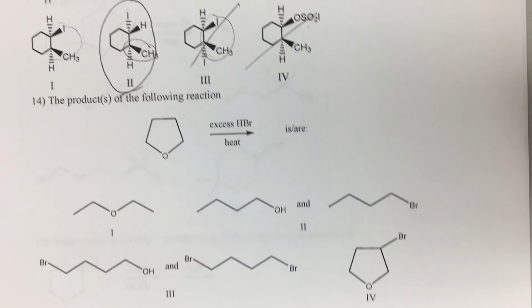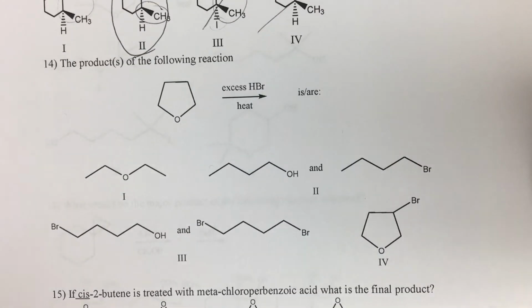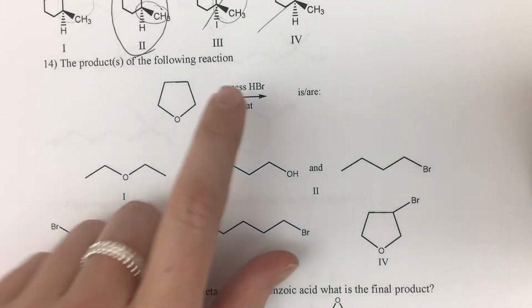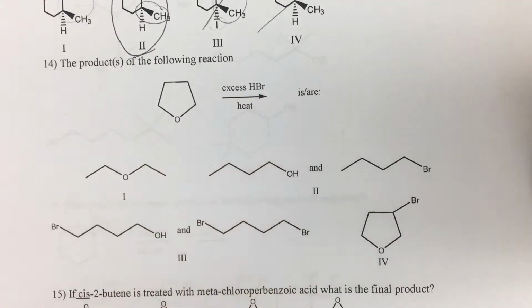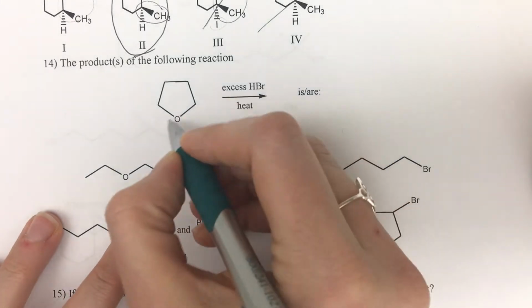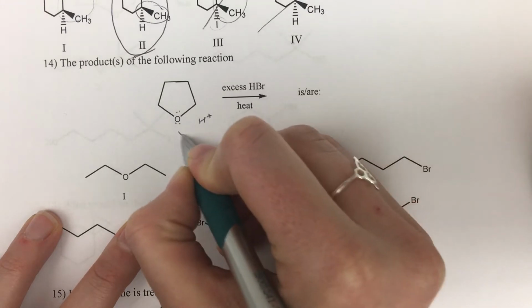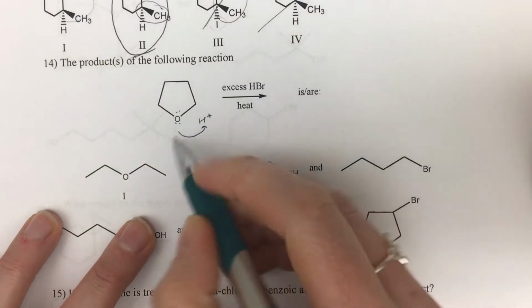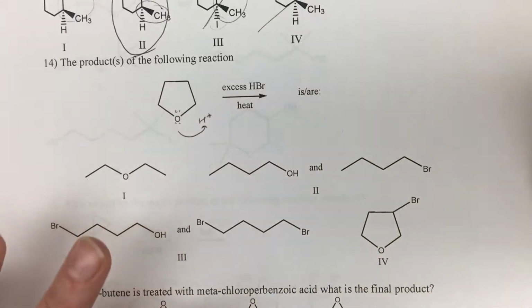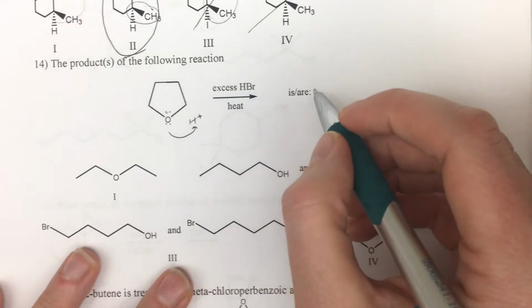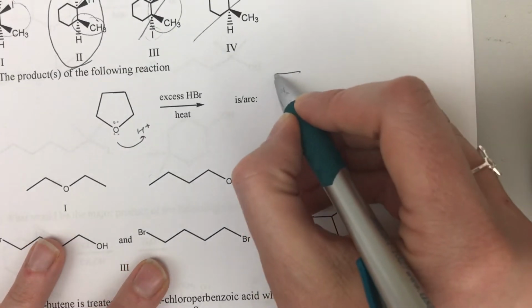Let's jump in on question 14. So for question 14, we're going to have excess HBr and heat. This is a lot like an epoxide ring opening. Here with our oxygen, I'm going to say HBr basically acts as H+. Anytime you have an oxygen in the presence of an acid, it's going to protonate unless there's a different acid-base reaction that could take place faster.